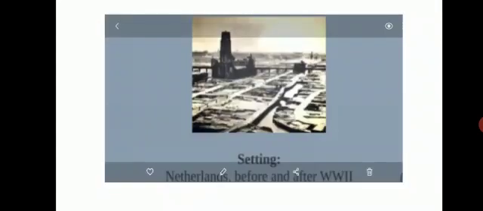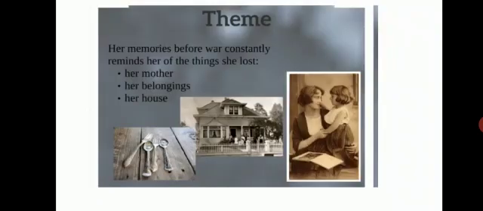The setting, as I told you, is the Netherlands and Germany before and after World War II. The theme of the story is the memories of the pre-war times. Pre-war times means before the war. Those memories constantly remind the narrator, this young Jewish girl who survives the war, of the things that she has lost in the war. She lost her mother, who died. She lost all her belongings in the war and also her house. This is the theme of the story.